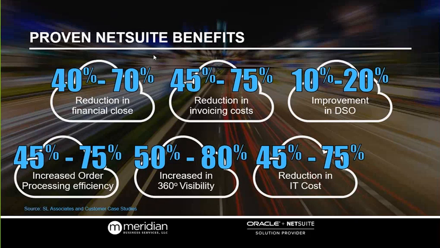And so I think, as you've seen during today's conversation, NetSuite has proven benefits having all of that data in one system, in a modern system: a reduction in the monthly financial close, the quarterly close, reducing invoicing costs by 45 to 75% by automating that. Days sales outstanding, really important for managing cash flow, improving that by 10 to 20%, improvements in order efficiency. As we've touched on a lot today, 50 to 80% increased visibility, that 360-degree visibility of the organization.